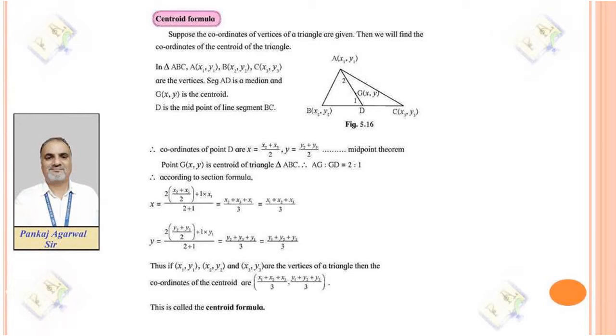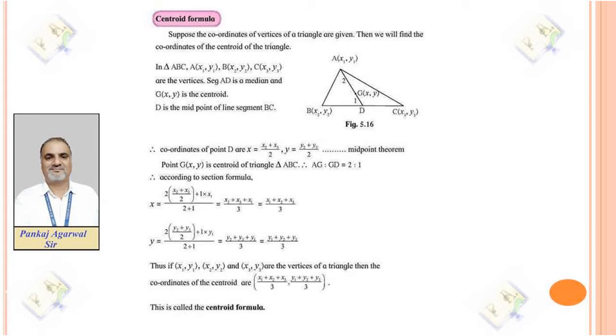Suppose the coordinates of the vertices of a triangle are given and we want to find the coordinates of the centroid of the triangle. Let the triangle be ABC, where A is (x1, y1), B is (x2, y2) and C is (x3, y3). If AD is the median and G is the centroid, then D is the midpoint of segment BC. So using the midpoint formula, we can calculate the coordinates of D as ((x2 + x3)/2, (y2 + y3)/2).